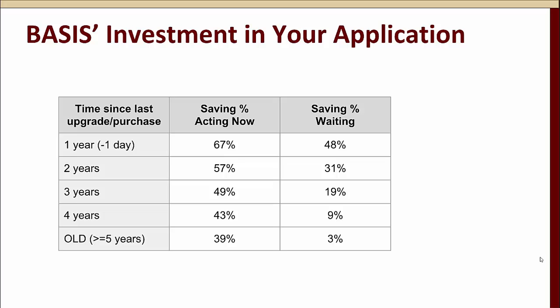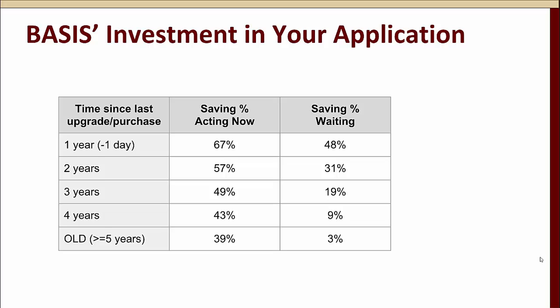In 2 years, 2 years after your last purchase or the last upgrade, the saving is 57%. And if you wait until after October 1, that saving will drop to 31%. 3 years, 49%. Waiting until after October 1, 19%. 4 years, 43%. Waiting until after October 1, 9%.